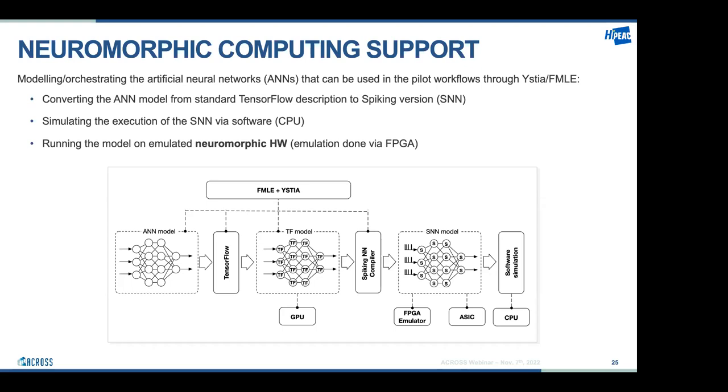The other point we are investigating is to support neuromorphic computing and also to integrate this inside the orchestration system. So basically, what we intend to do is to integrate a pipeline, managed by FastMLE and Estia, that allows to automatically transform a generic artificial neural network, converted to a TensorFlow-like model, into a spiking neural network. And then we are also investigating how to run this spiking neural network model on emulated neuromorphic hardware. So we use FPGA for that.